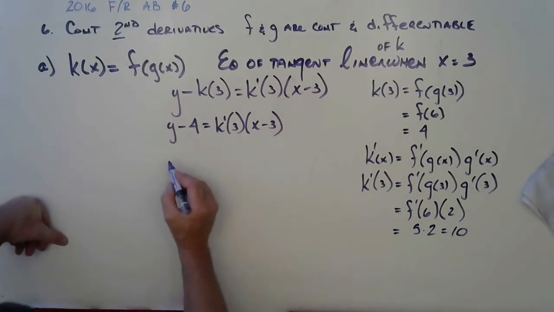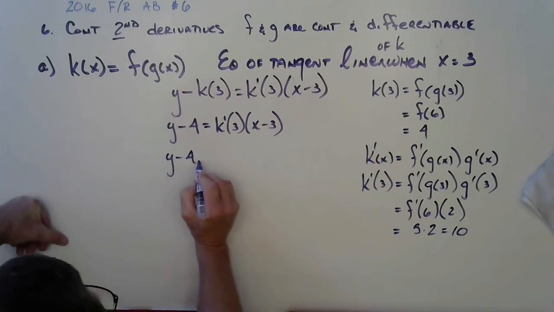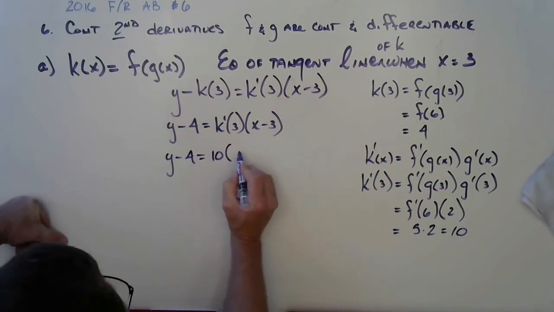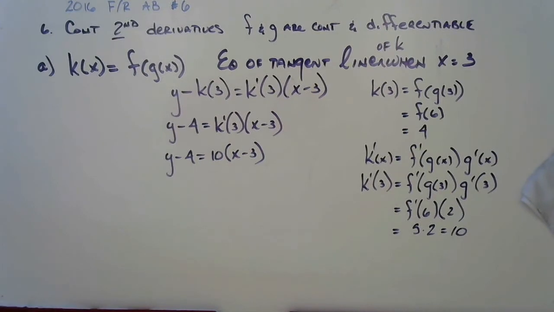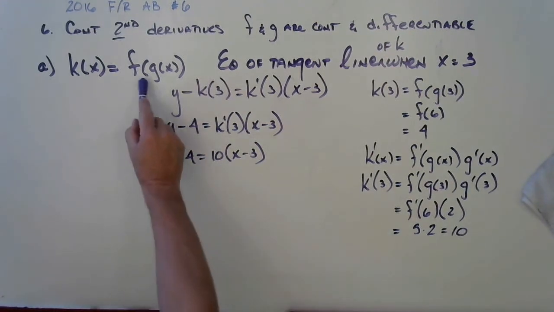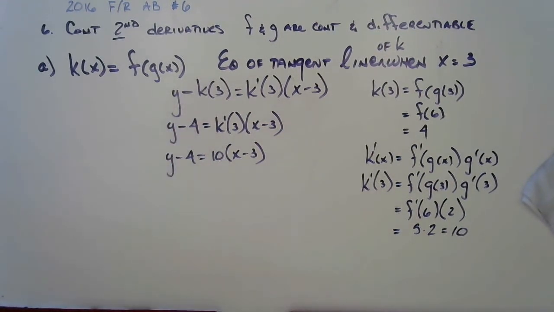And now we plug it in. There you go, part A. Okay, that's part A. Part B says, oh, that was fun. You did it with a composition. I wonder if you can do it with a quotient. That's all part B is.